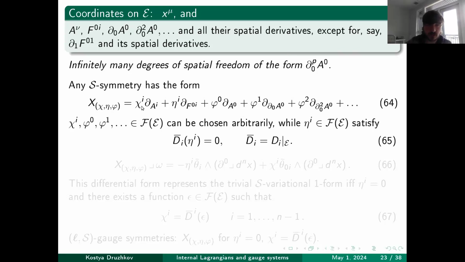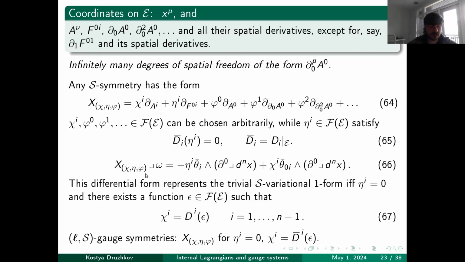So the NES symmetry has the following form, the form 3064. Here we have some arbitrary functions, phi, phi0, phi1, etc. They can be chosen arbitrarily, and the functions eta I must satisfy one additional equation. This is just the consequence of consequences. This requirement follows from our spatial equation. The d_i are restrictions of spatial total derivatives to the equation manifold, because the index I goes from 1 to minus 1. It cannot take zero value.